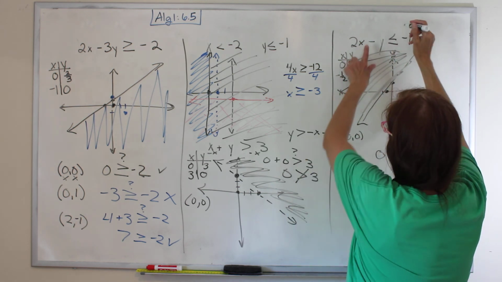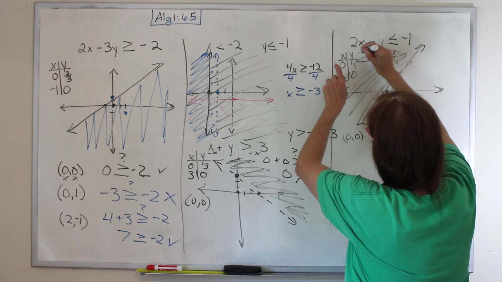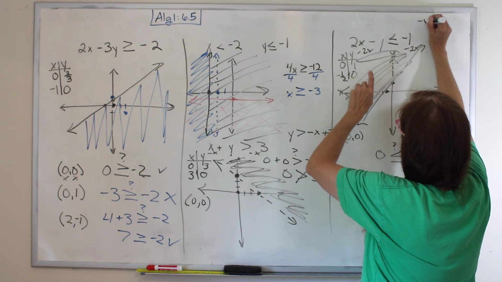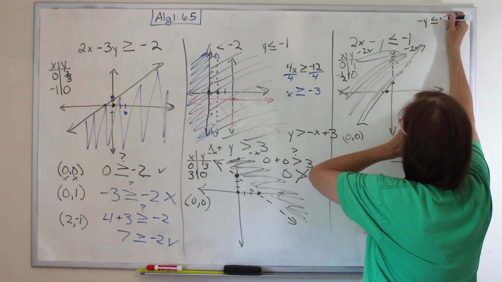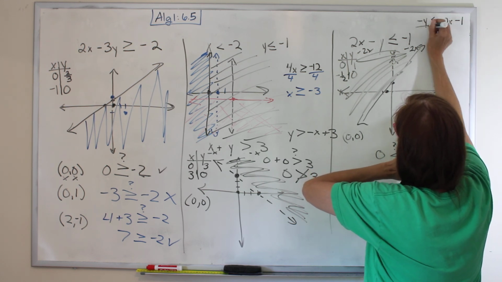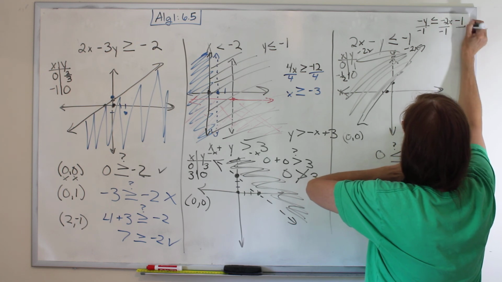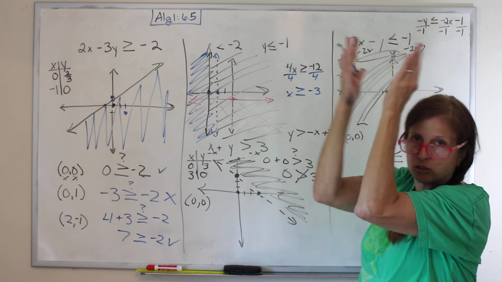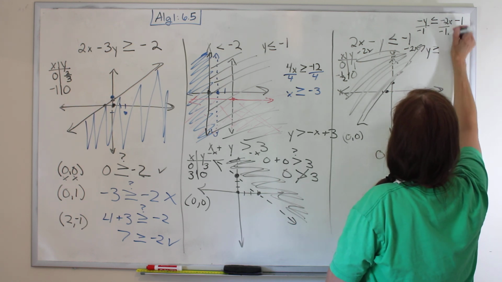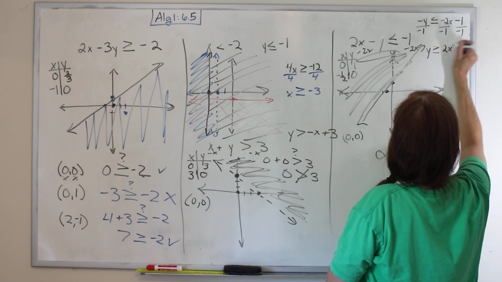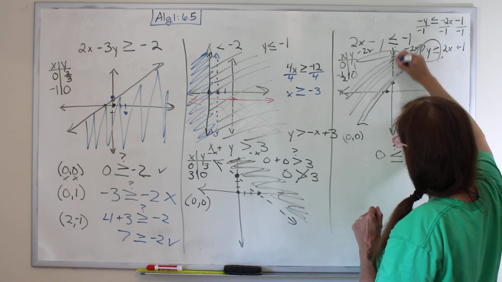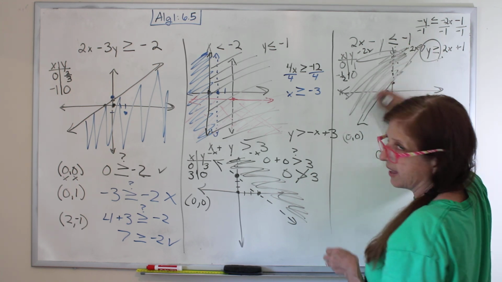The other way to do it, you solve for y, do minus 2x from both sides, and then you get negative y is less than or equal to negative 2x minus 1. Divide by negative 1. Who gets divided by negative 1? Everybody. And we have to flip it. So y is greater than or equal to 2x plus 1. Y is greater than, we color on the y-axis the greater than side.